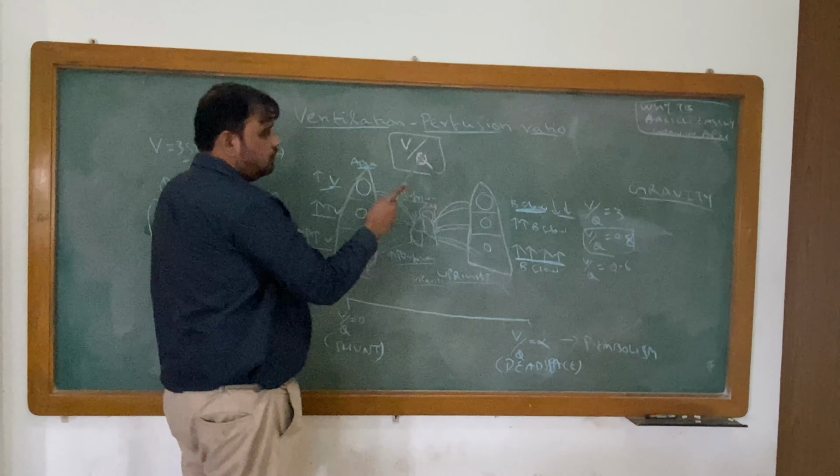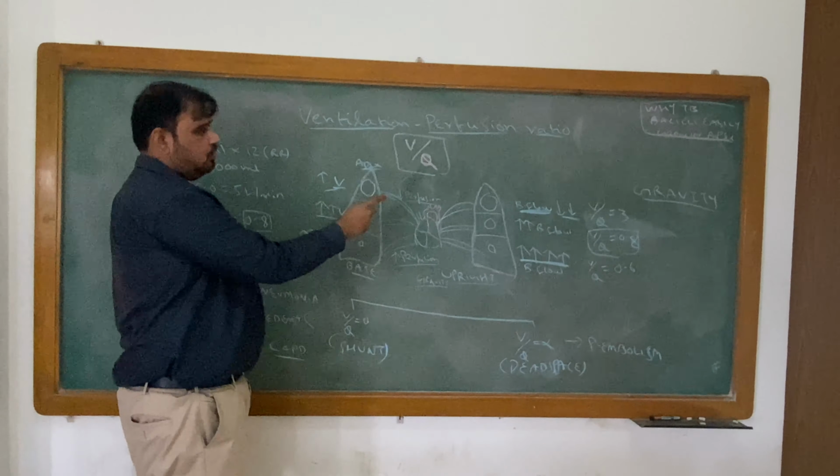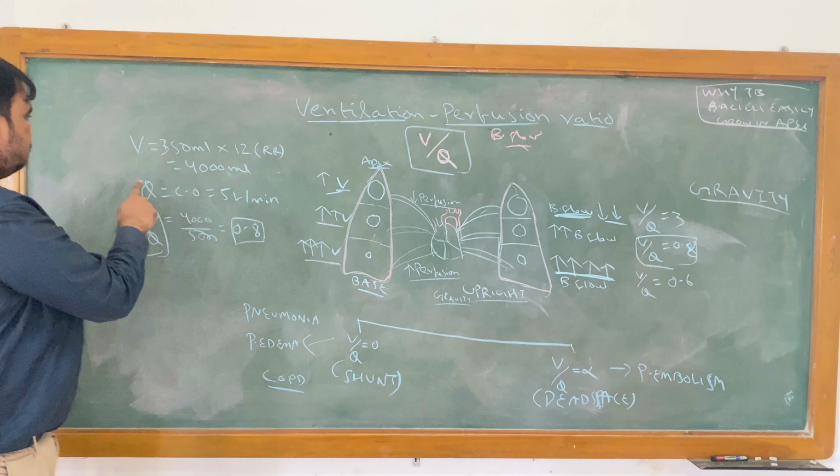Perfusion ratio. We commonly call it V by Q. Before going into that, I will just tell how to calculate the ventilation perfusion ratio. V is ventilation. Ventilation is nothing but how much the alveoli are going to take in, the oxygen uptake. Perfusion is nothing but blood flow, how much blood the capillaries are going to receive.